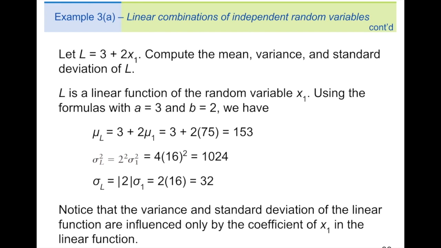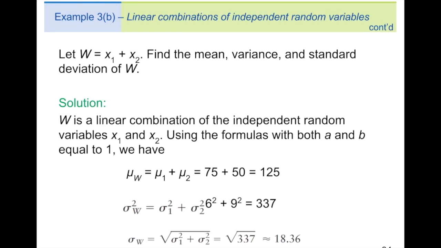So now we can just plug them into the formulas we found a few slides ago. Just plug them in and we get 153, 1024, 32. If you're not sure where the formulas came from, just go back a few slides and plug those in. It's just simple plug and chug. Notice that the variance and standard deviation of the linear function are influenced by the only coefficient, the one on x sub 1, in the linear function.